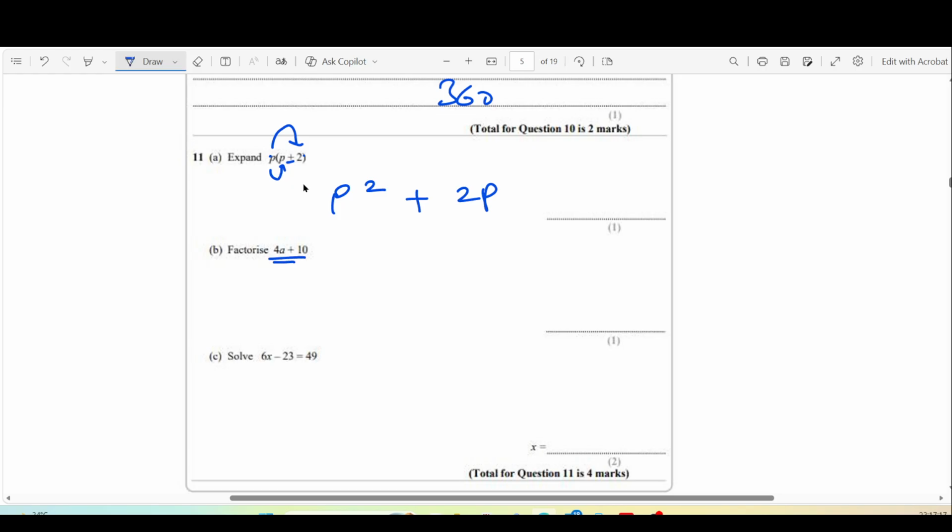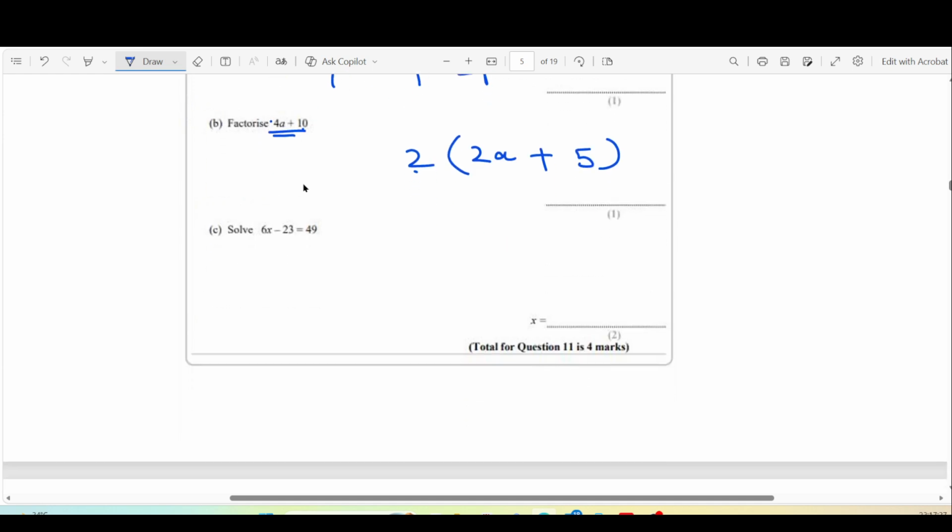Factorize this. So we can see 4 and 10 both have a common factor, and the highest common factor is 2. So if I take 2 out, 2 times 2 is 4, right? I will be left with 2a. Now you can see 2 times 2 is 4 and a. And then if I divide 10 by 2, I get 5. So that is my answer.